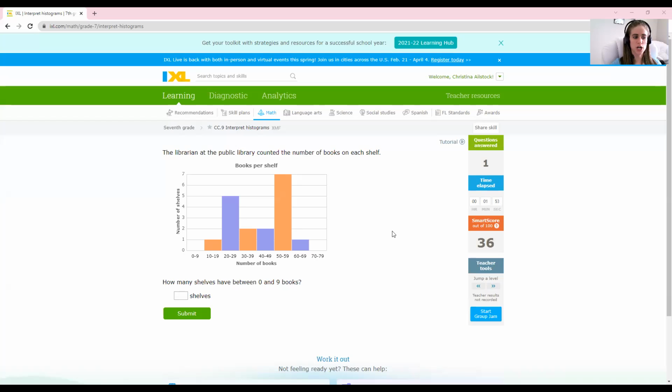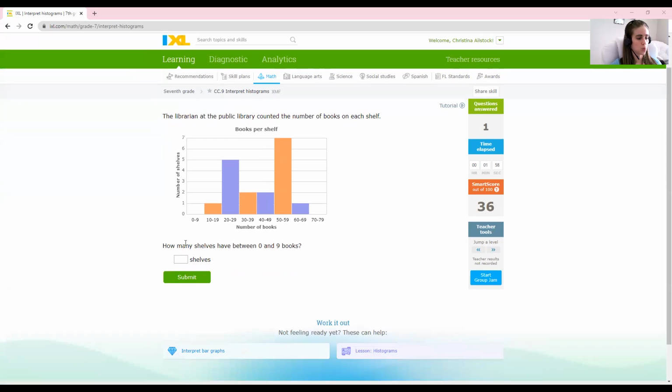All right, the librarian at the public library counted the number of books on each shelf. We want to know how many shelves have between 0 and 9 books. Well, let's find that category. Here's my range of 0 to 9 books. And then if we look on the side, that tells us how many shelves. Do we have anything graphed there? No. So don't let this fool you. It really is the answer of 0. There are no bookshelves that have only 0 to 9 books on them.